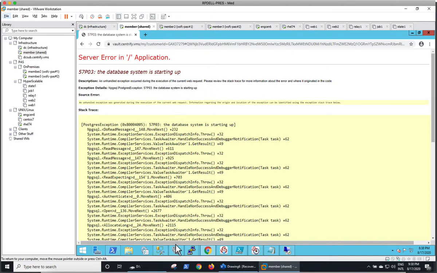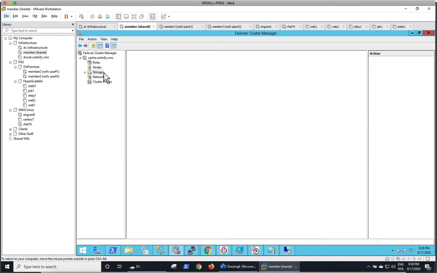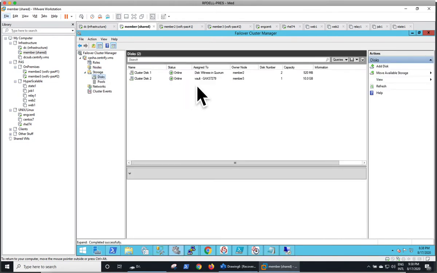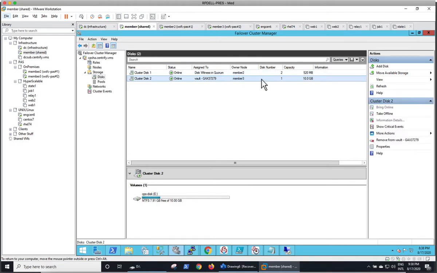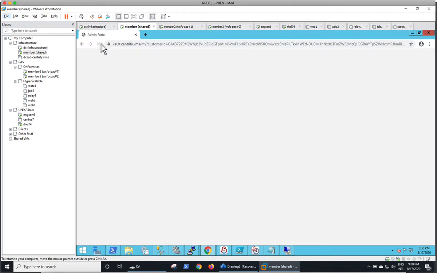But in this case, it is. When it did that from a Windows clustering perspective, it actually swapped the disks. So the storage, my shared disk, actually went to member 3, right? And my quorum is in member 2. After a couple of seconds here, I should be able to be here, no problem.